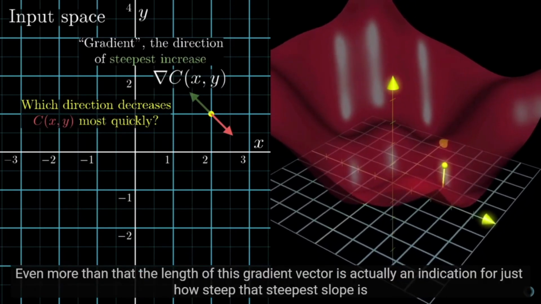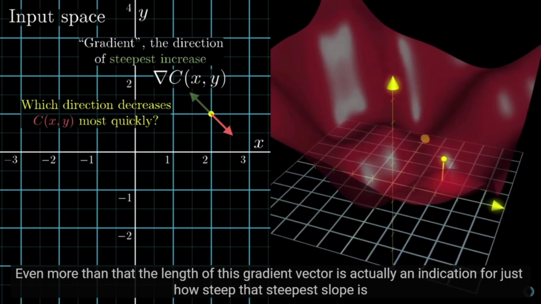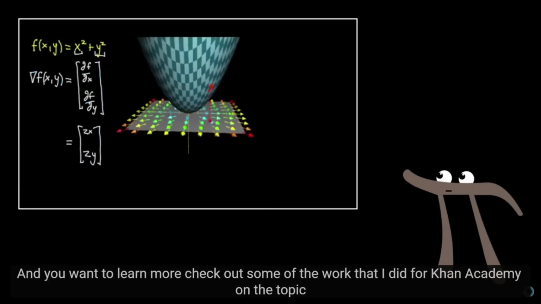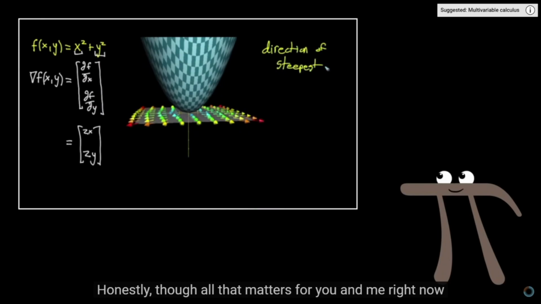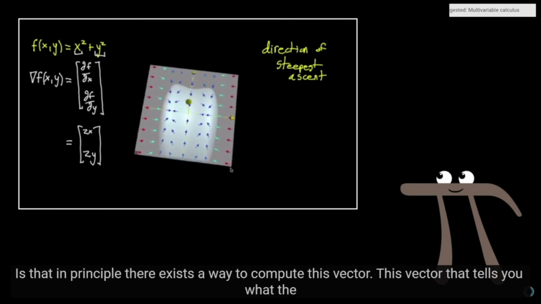And even more than that, the length of this gradient vector is actually an indication for just how steep that steepest slope is. Now, if you're unfamiliar with multivariable calculus and you want to learn more, check out some of the work that I did for Khan Academy on the topic. Honestly though, all that matters for you and me right now is that in principle there exists a way to compute this vector.